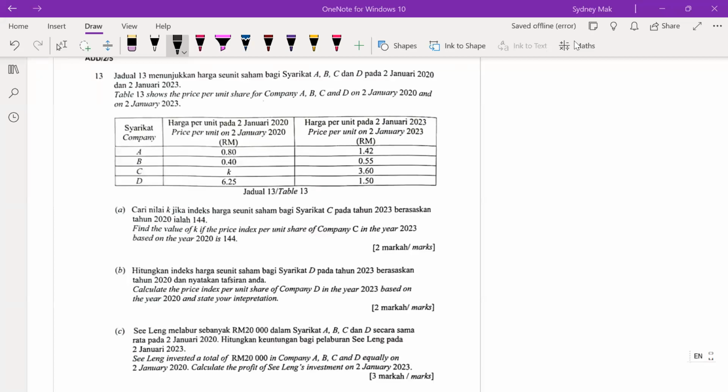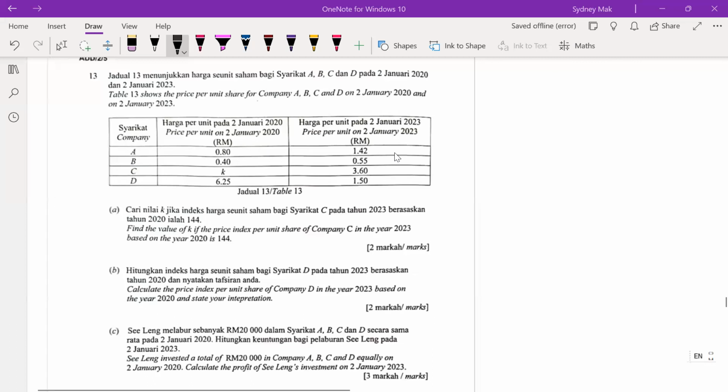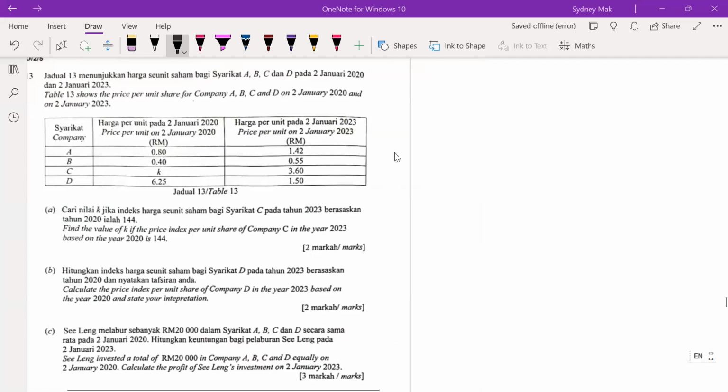Okay, Kedah trial paper, question number 13, paper 2. Now the table shows the price per unit share for company ABCD on 2nd January 2020 and 2nd January 2023. So this is the price of year 2020. This is the price year 2023, okay? So we need to find the value of K if the price index per unit share of C.